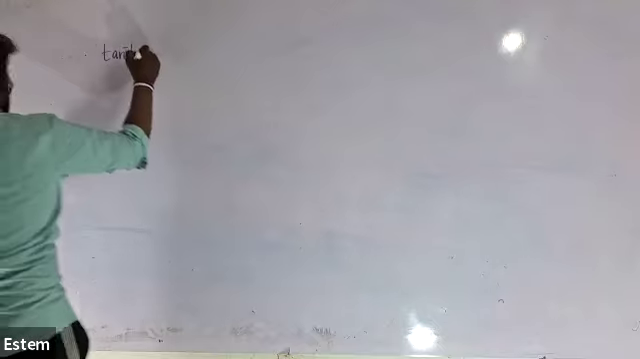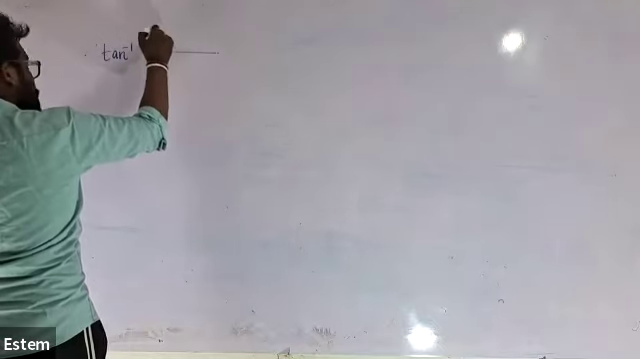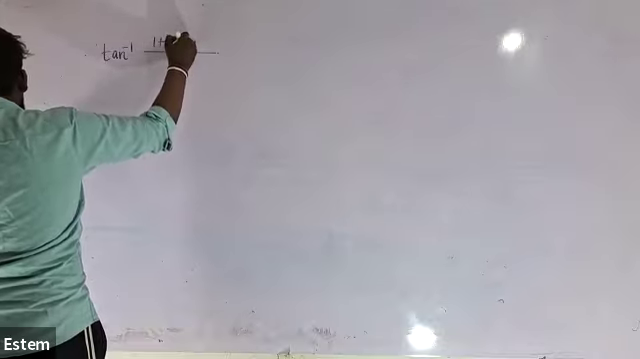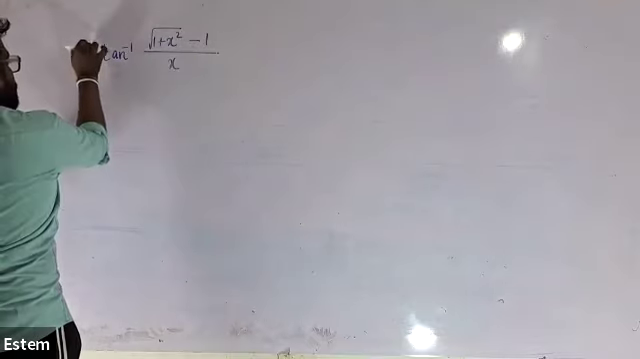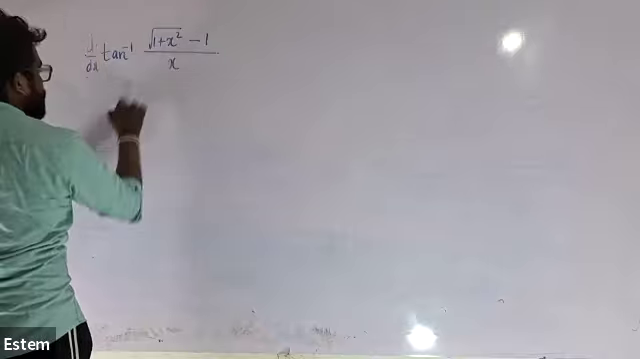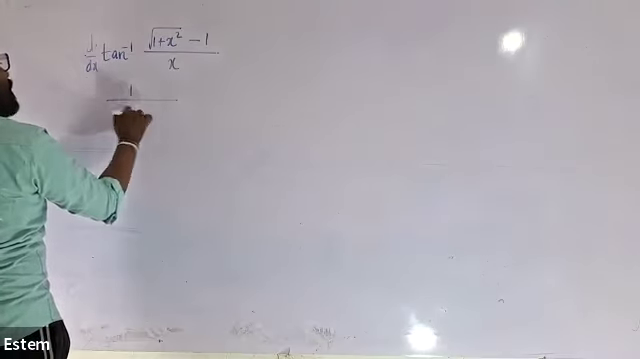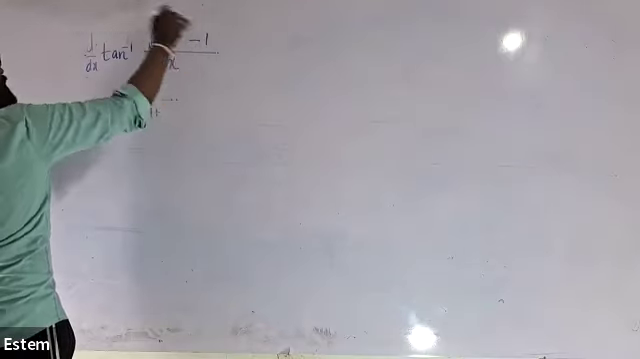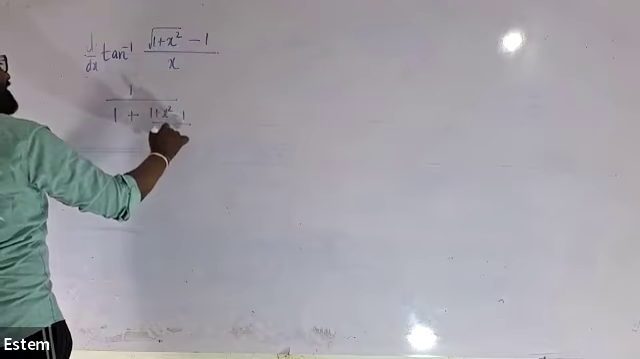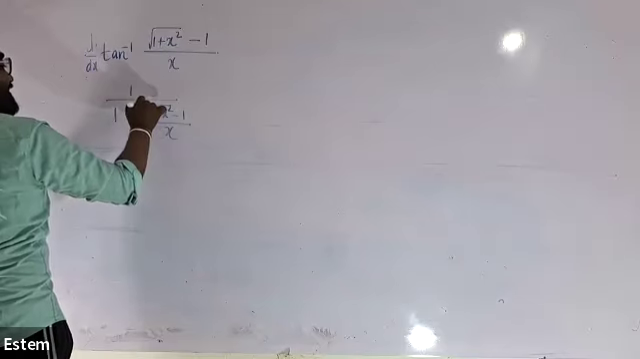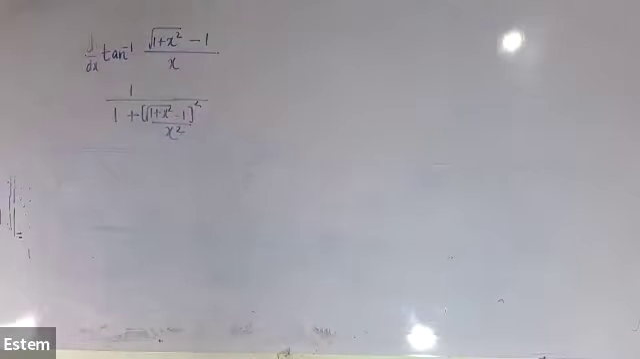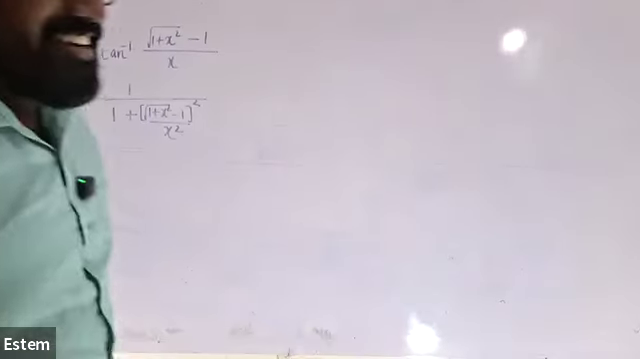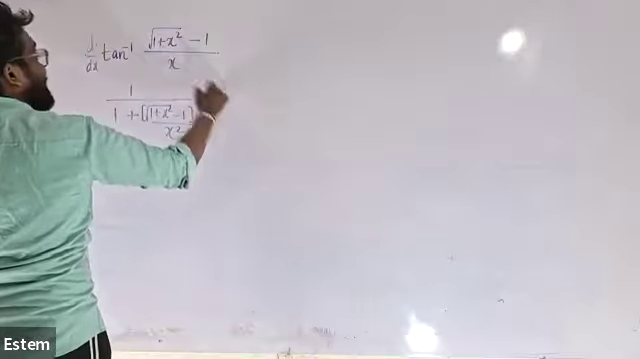Here it is tan inverse of square root of 1 plus x squared minus 1, over x. Differentiating. How do we differentiate? 1 over 1 plus the square of this entire thing. Oh, see? My God. This and this. Okay, okay, Sophie. And we should differentiate this also, no?